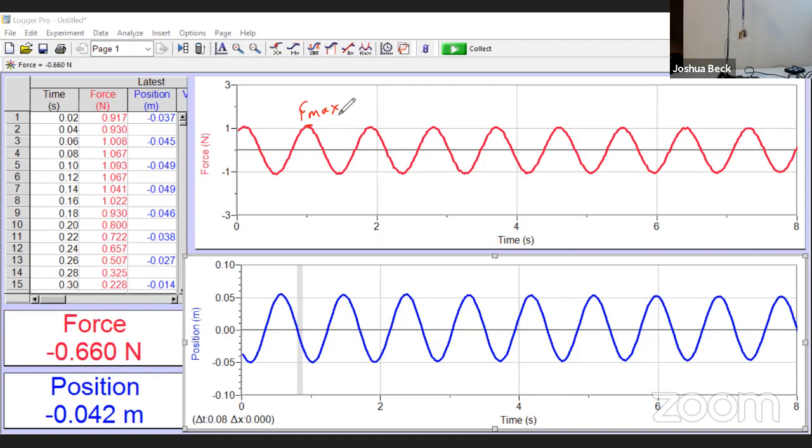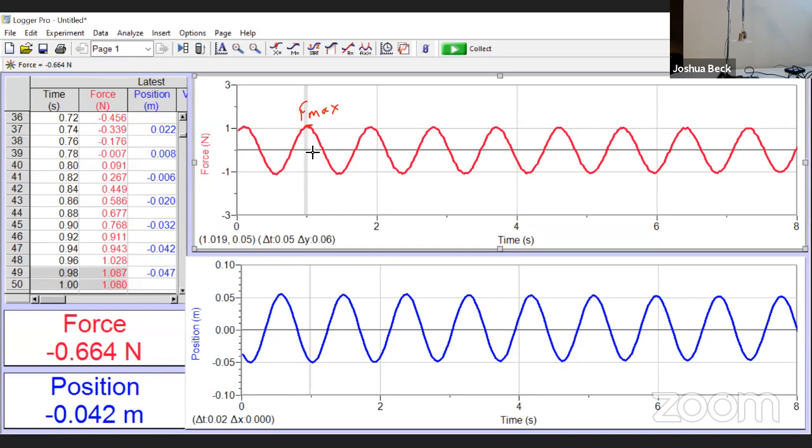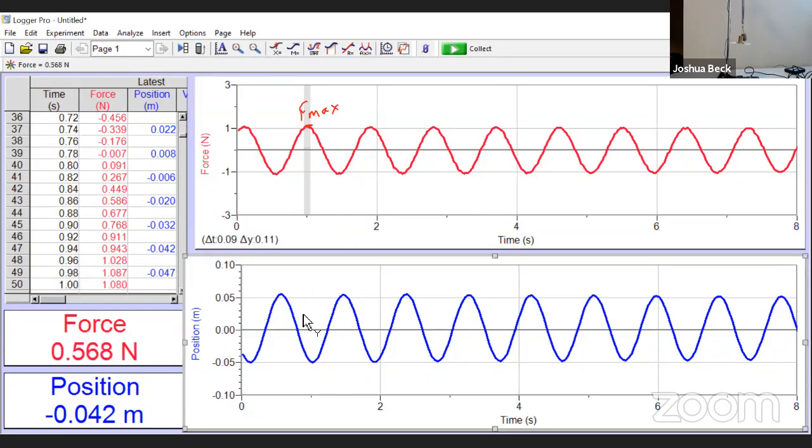Where does that line up with the displacement? If I look at this maximum force, you can see that this occurs when I was at negative A, when my displacement was at its maximum negative displacement. Now you can see I have another maximum force here. This is my negative maximum, and you can see that it occurs where positive A was, just like we drew on the diagram. Now when I'm at the equilibrium position right here, you can see that my force equals 0.